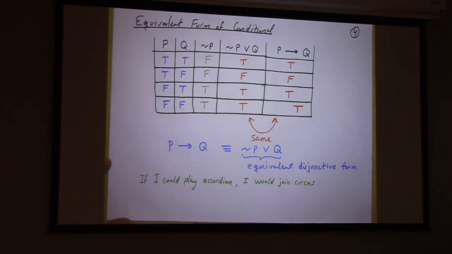So this is an implication form, right? Can you write this in its equivalent disjunctive form? What would the sentence look like in its equivalent disjunctive form? So the antecedent here is, I can play the accordion. That's my P, right? The consequent is, I would join the circus, right? So our equivalent disjunctive form would be like not P or Q, right? So what would that sentence read like?